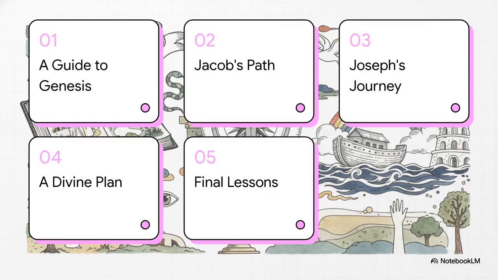So how exactly does the guide do that? Well, we're going to follow its own path. We'll look at its character studies of Jacob and Joseph, see how it weaves their stories into this grand divine plan, and, of course, check out the final lessons it wants students to walk away with.